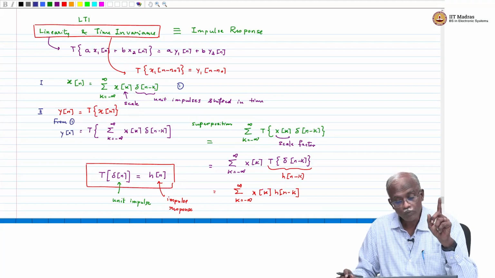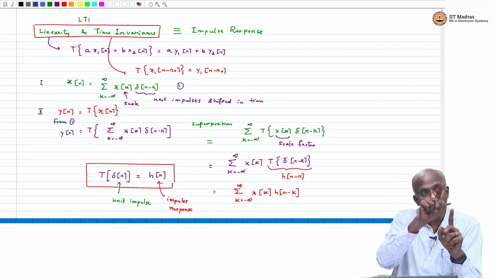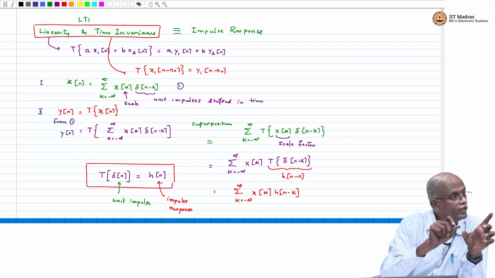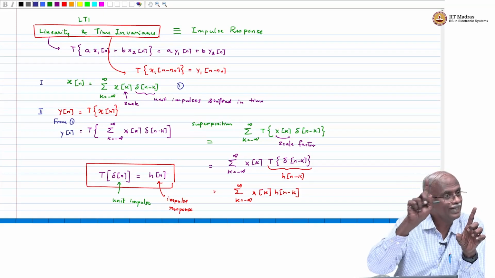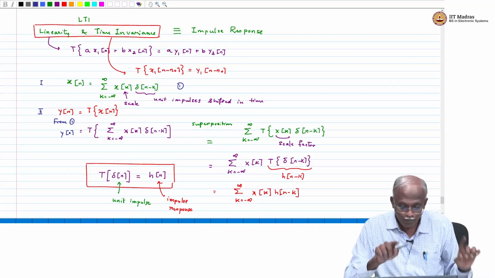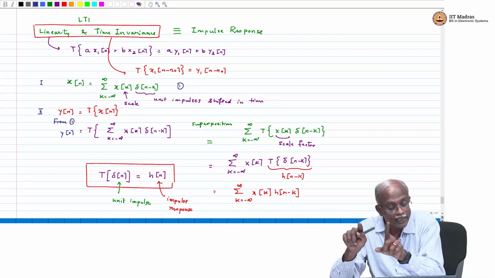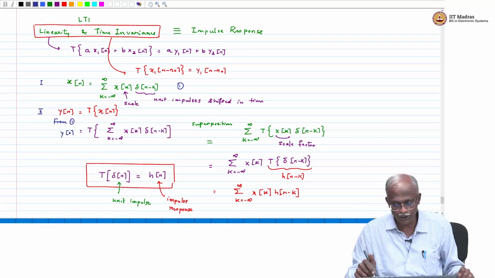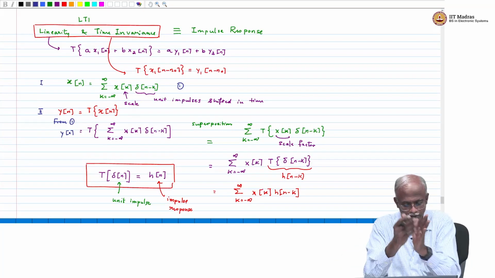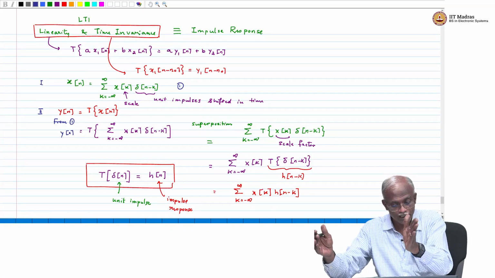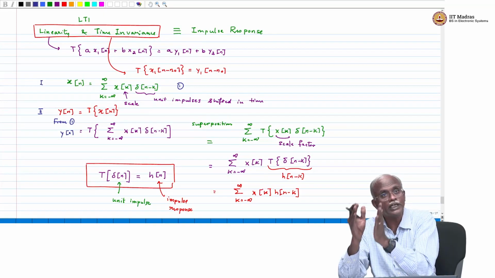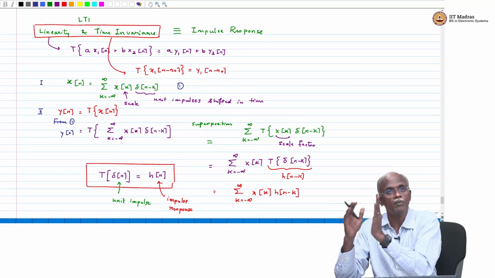Now, what does superposition tell you? If I have x1 plus x2, I can apply x1 first and get the output, that will be y1. I can apply x2 and I get the output, that is y2. So, by the property of a linear system which satisfies superposition, for the sum of inputs, here you have several scaled delta functions, unit sample functions, the output is the sum of the outputs of each of these individual unit sample functions.